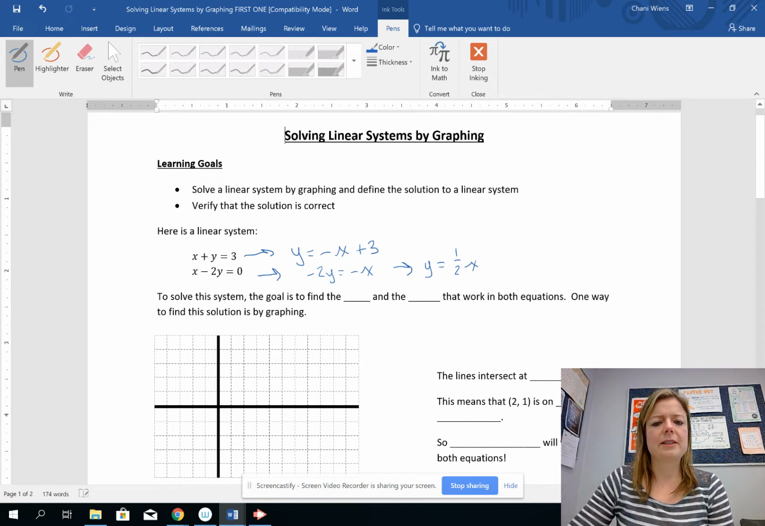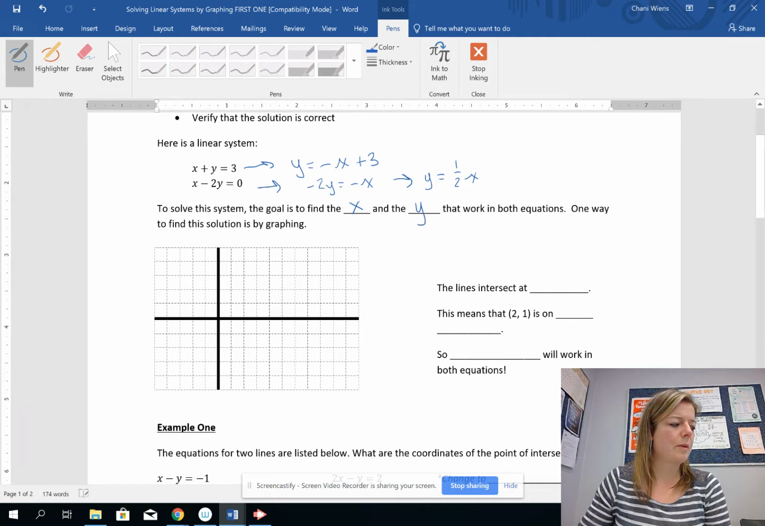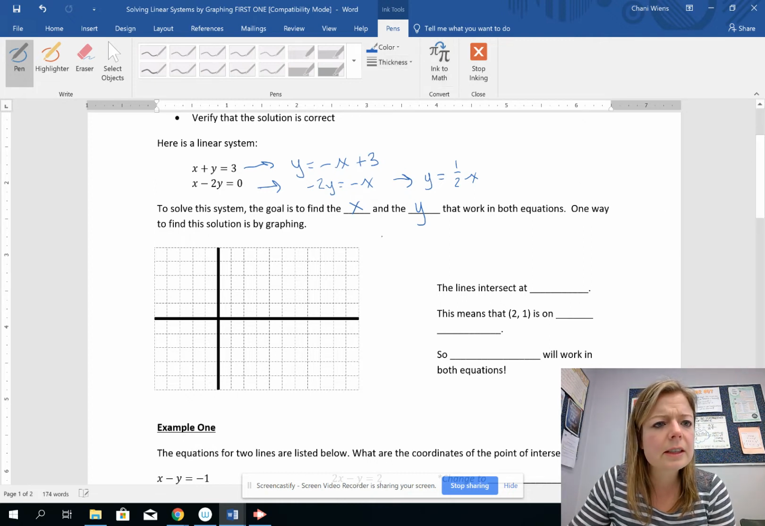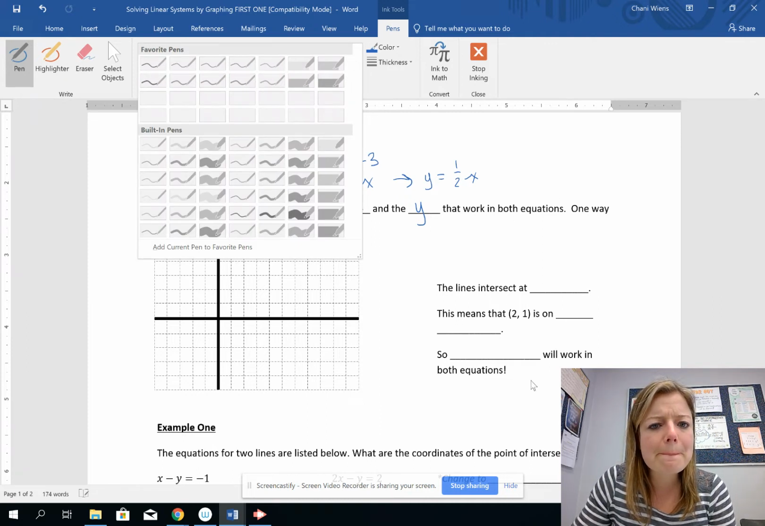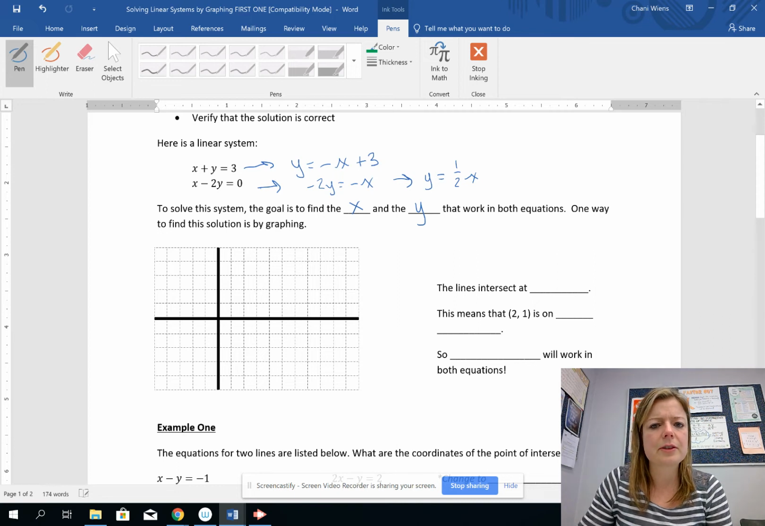So to solve this system, we want to find the x and the y, the x and the y that work in both equations. So one way to do this is by graphing. So let me find here. Different color. Okay. So this first equation, negative x plus 3.